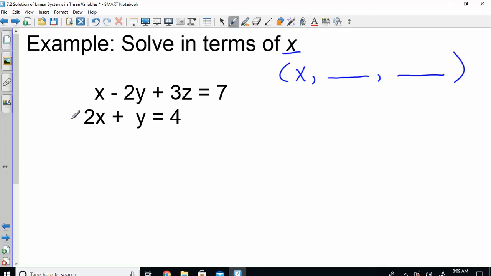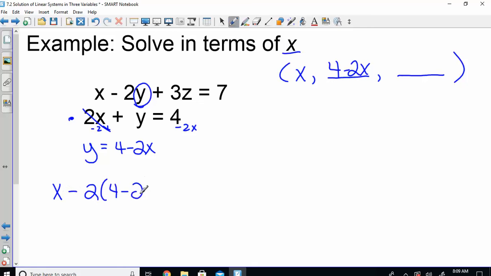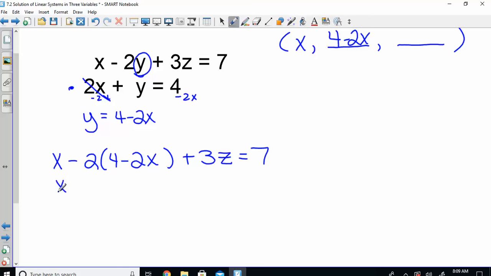So let's start with this equation. It only has the x and the y in it. So couldn't we easily solve that for y? So you subtract over your 2x. So y is 4 minus 2x. There's my y value in terms of x. Now we have to solve for z. So we'll have to use the first equation for that. But I need to get rid of this y. So what will I do for it? Y is 4 minus 2x. And now we're going to solve this for z. So we'll distribute the -2.